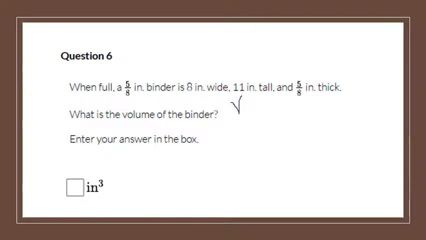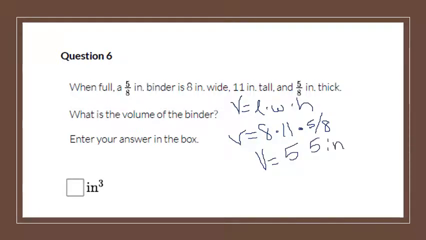Okay, when full, a 5/8 inch binder is 8 inches wide, 11 inches tall, and 5/8 inches thick. So I'm just going to plug that in, and you can use your handy dandy calculator if you feel that would help you. And writing that out, you do get 55 inches cubed.